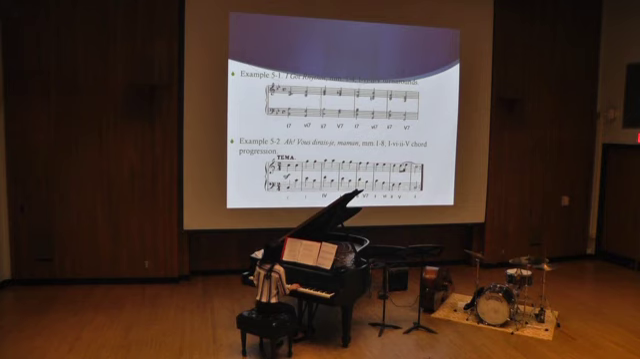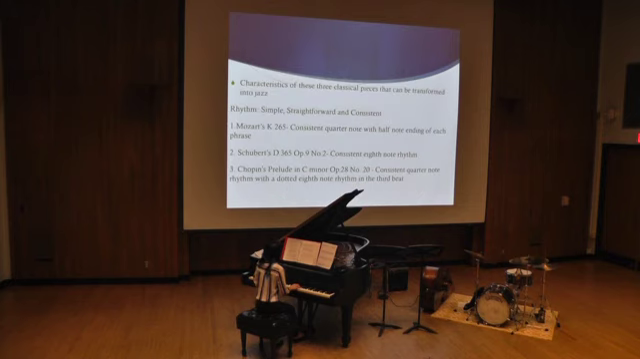And then the next one, the rhythm. As you can see, in all these three pieces, the rhythm is rather simple, straightforward, and consistent. In Mozart's K265, he uses consistent quarter notes. And then in the Schubert piece, he uses a consistent eighth note rhythm in the right hand. And then in Chopin's piece, he uses a consistent quarter note rhythm.